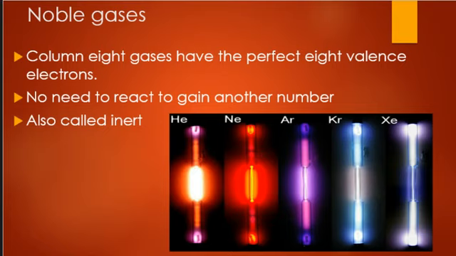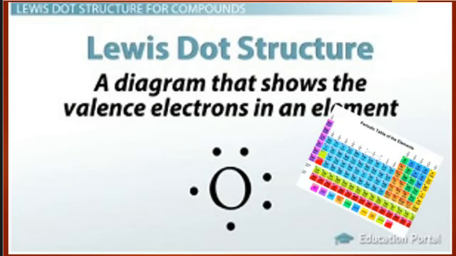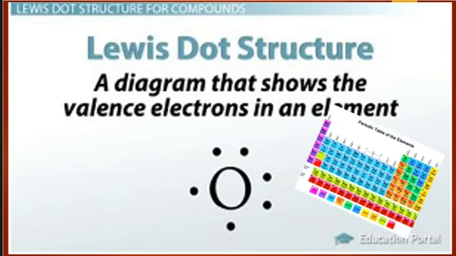They don't need anybody else. They're noble. Which brings us to those dots I was showing you earlier. We call these the Lewis dot structures. And to do this right, we're going to have to use your periodic chart of the elements, which you should have out already, yes?